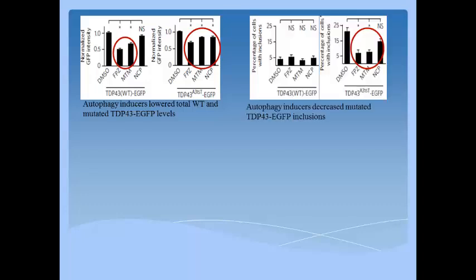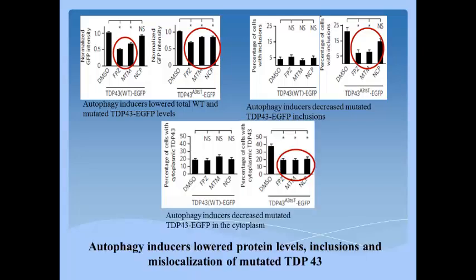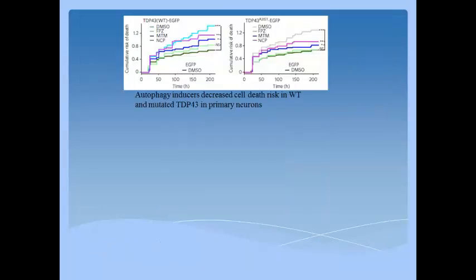To understand the role of autophagy, authors screened millions of compounds and identified 3 autophagy inducers. These compounds lowered both TDP43 and its mutant levels in the neurons as shown here. They also lowered inclusion bodies and cytoplasmic localization of mutated TDP43. Autophagy inducers decrease cell death risk in wild type and mutated TDP expressing primary neurons.